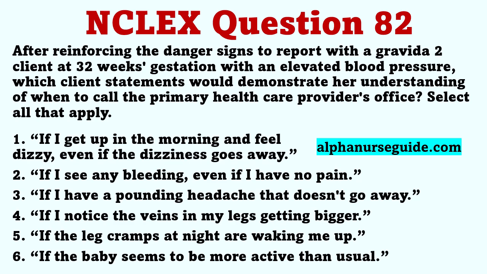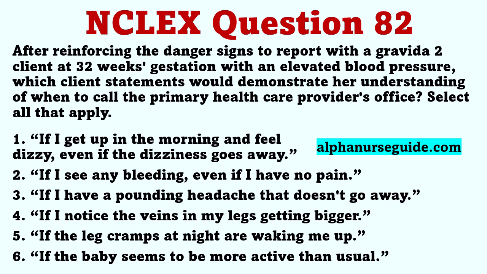After reinforcing the danger signs to report with a gravida 2 client at 32 weeks gestation with an elevated blood pressure, which client statements would demonstrate her understanding of when to call the primary healthcare provider's office? Select all that apply. 1. If I get up in the morning and feel dizzy, even if the dizziness goes away. 2. If I see any bleeding, even if I have no pain. 3. If I have a pounding headache that doesn't go away. 4. If I notice the veins in my legs getting bigger. 5. If the leg cramps at night are waking me up. 6. If the baby seems to be more active than usual.